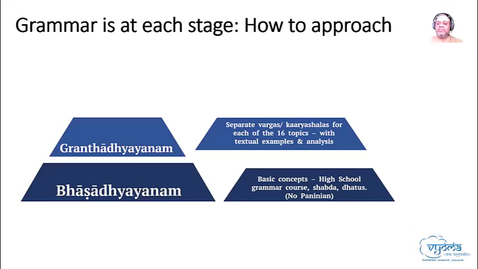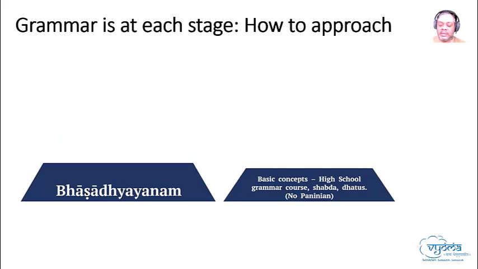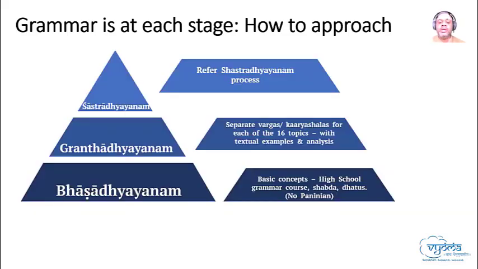Next is Grantadhyanam. Now we have these 16 topics. Each of these 16 topics can be dealt with in detail with respect to examples from the text. We can take a text and analyze one shloka with the 16 topics. Grantadhyanam has to be done in separate karyashalas and separate vargas, which Vyoma will conduct by God's grace, and with all your wishes and blessings we will be able to conduct that also. The next is Shastradhyanam, which we already discussed.